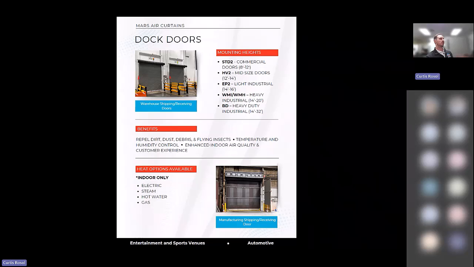And again, these are typically more for warehouses, shipping and receiving doors, manufacturing plants, really just facilities with larger openings. Where again, the bigger the opening, the bigger problem you're potentially going to have. So you'll probably see a more significant energy savings or fly control element in these applications if you're able to use air curtains. And then again, heat options listed there at the bottom as well.